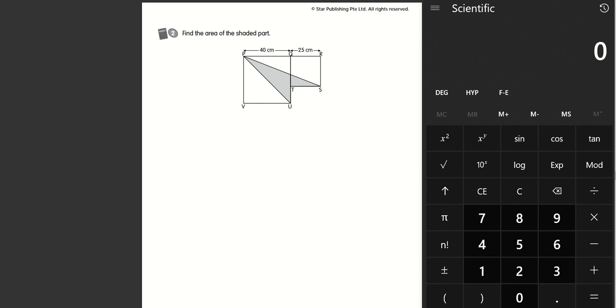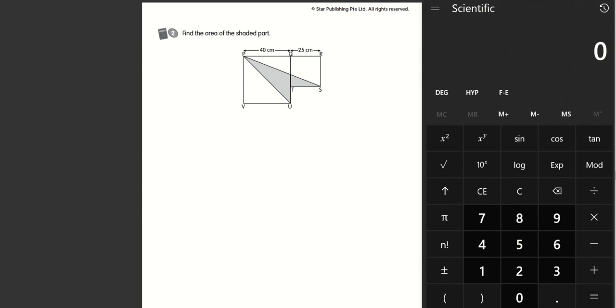Use the calculator, not the computer one that I have here. I'm using the one on the computer so that you can see as an example, but use the scientific calculator that you are using for your examinations.